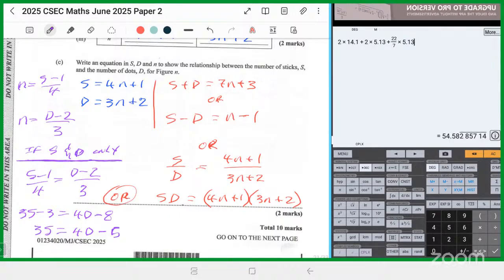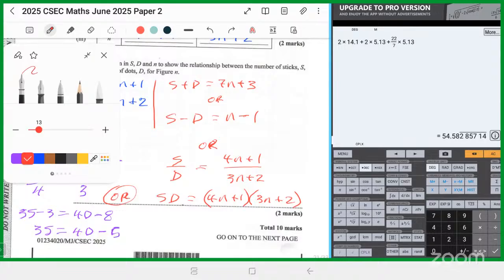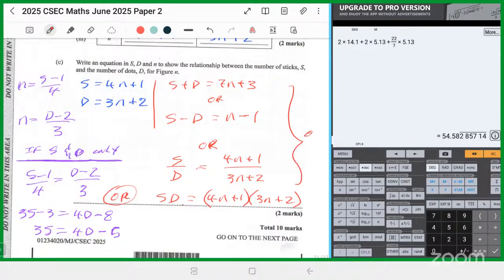But this is where they want S, D, and N. So one of these would be an answer. Any one of these. Choose one. One of those will be an answer.